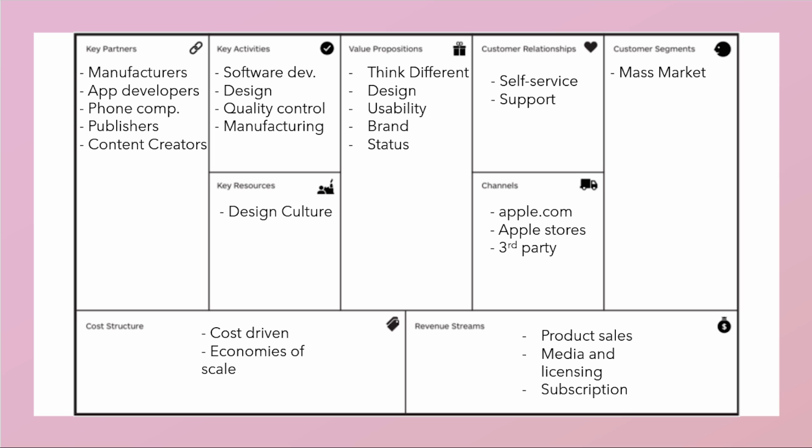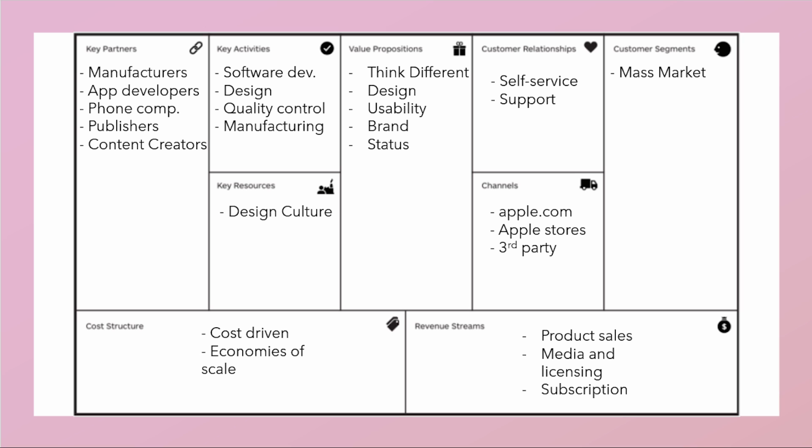So for our next example, we're going to take a look at Apple. Here, our key partners would be manufacturers, app store developers, phone companies, publishers, and content creators. Our key activities here would be software development, design, quality control, and manufacturing. The key resources would be design culture.